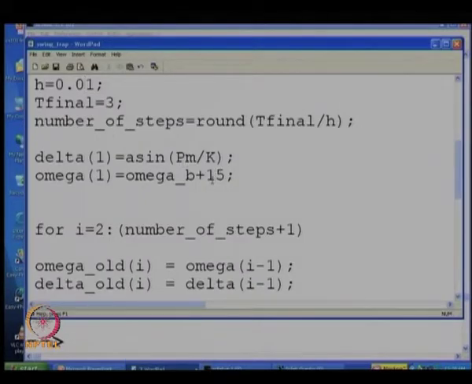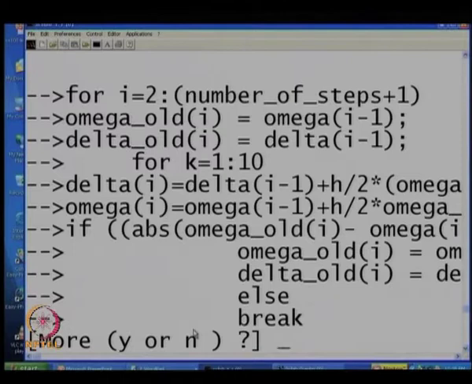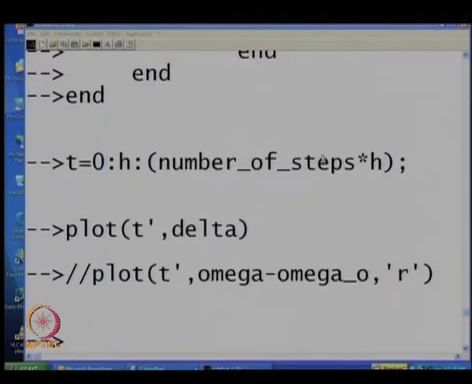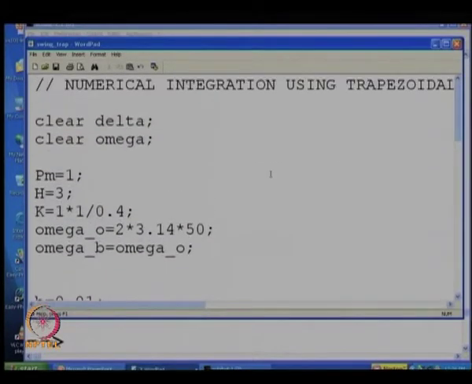So, if I actually make this disturbance even larger, the system loses synchronism. You see that this angle just goes on increasing with time. So, if I go on increasing the deviation from the equilibrium, we go into nonlinear behavior, and this is of course captured quite well by this numerical integration method. So, this is basically what I wish to tell you about using trapezoidal rule.